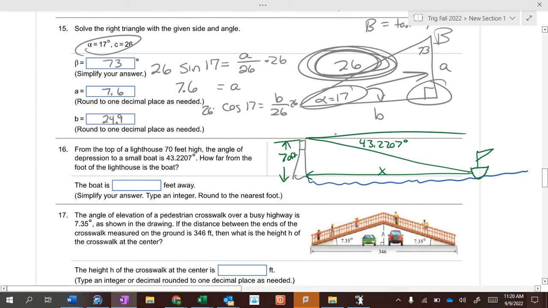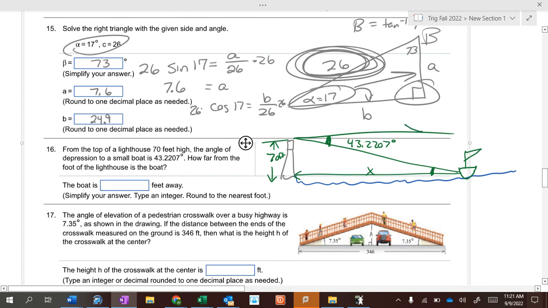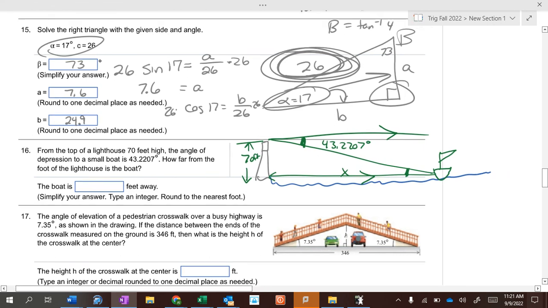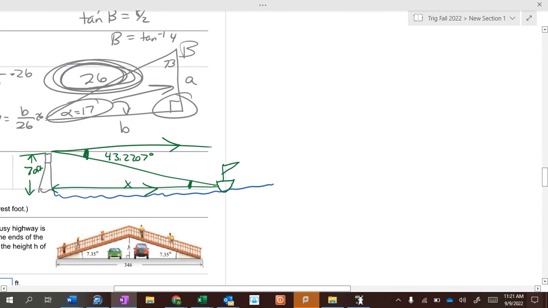All right. The angle of depression is the same as the angle of elevation from the boat to the lighthouse. Why are these two angles, this one here and this one here, the same? Because we have parallel lines here. These two lines are parallel and they are alternate interior angles. Okay, from geometry. So I know this angle is 43.2207. That's my opposite side. This is my adjacent side.